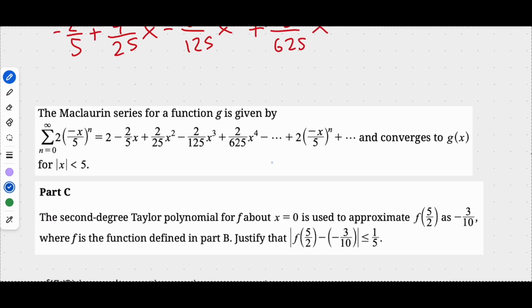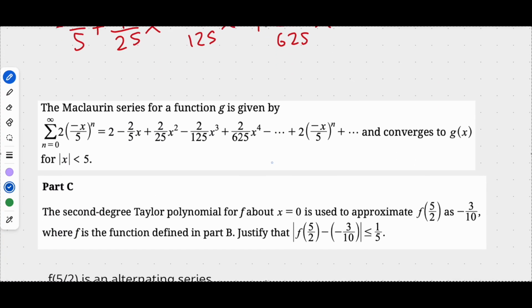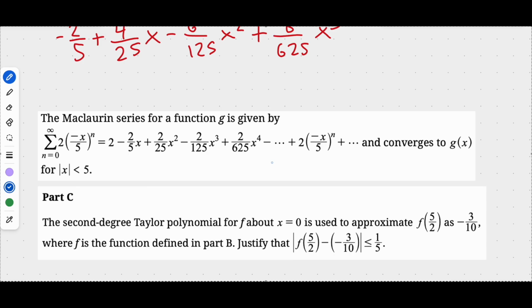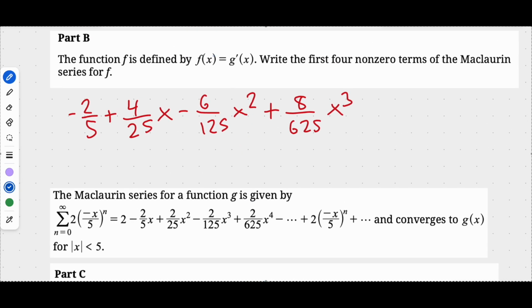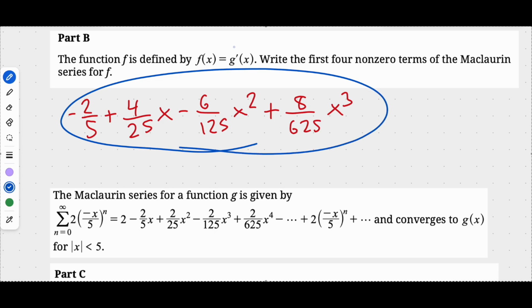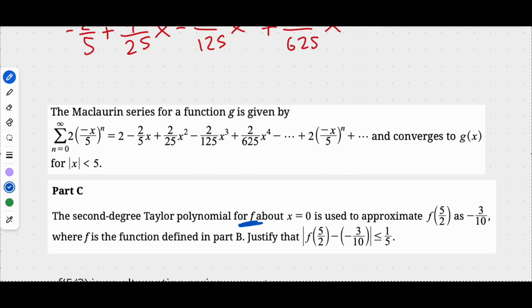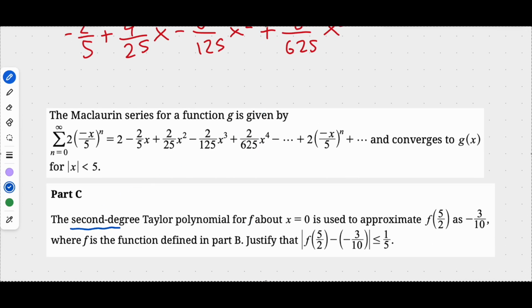Cool. Part C. We have to do whatever this is. There's a lot going on here, so I'm going to explain each and every part. They're talking about f. f is the previous part's function, the derivative. And they want, or at least they're talking about, the second degree Taylor polynomial.